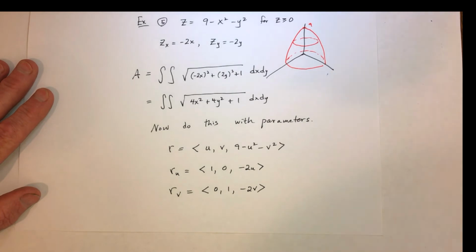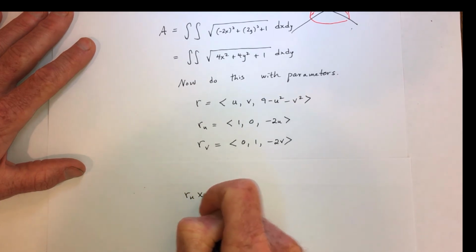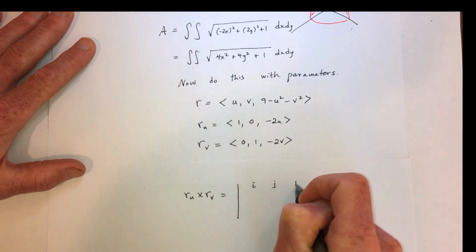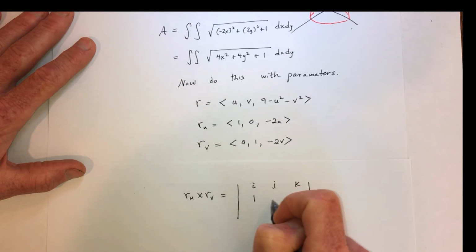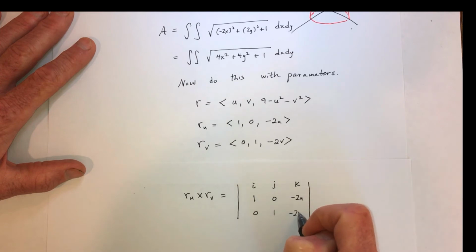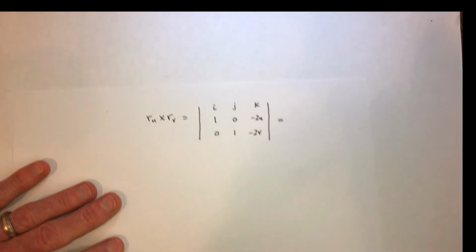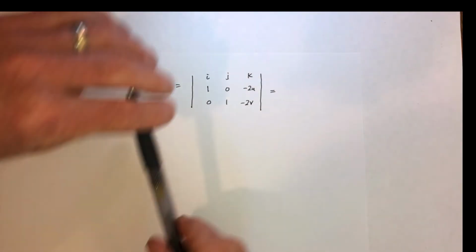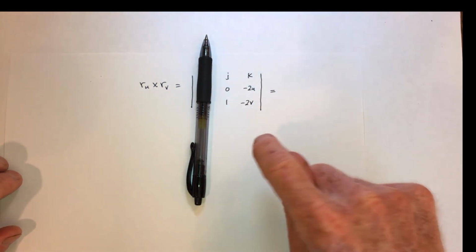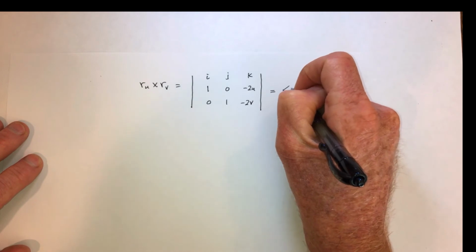And then just for fun, let's find the cross product. So R_u cross product with R_v. Here's the old i, j, and k. And then we'd have 1, 0, negative 2u. 0, 1, negative 2v. And then, what does that equal? So using the old pen trick, if you covered that up, this would be 0, and then subtract a negative 2u. So if you're subtracting a negative, it makes it a positive 2u.